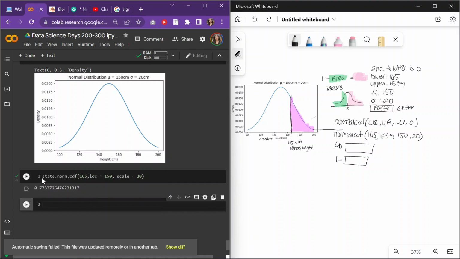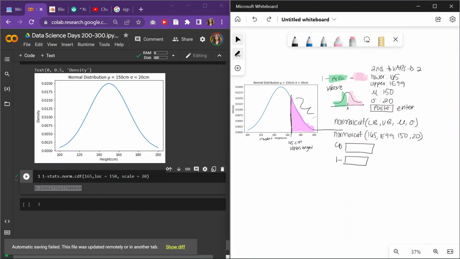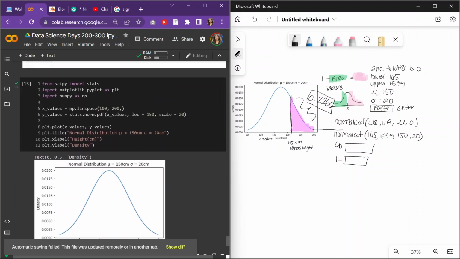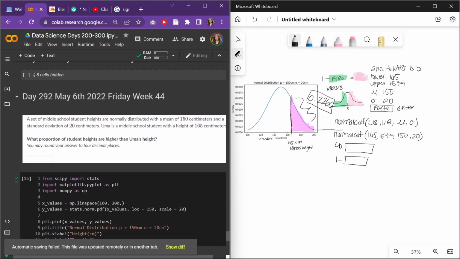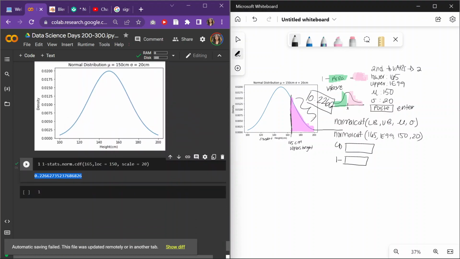So you do 1 minus that norm CDF, and that is going to be your probability for this. So 0.2266 is the probability of the student's heights being greater than Uma's height. Not the probability, the proportion. The proportion of student heights that are higher than Uma's height is 0.2266, right? And you always want to round to 4 decimal places, at least in stats. So let me round to 4 decimal places.